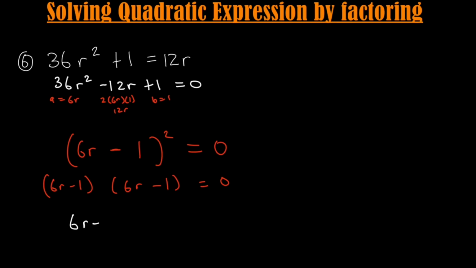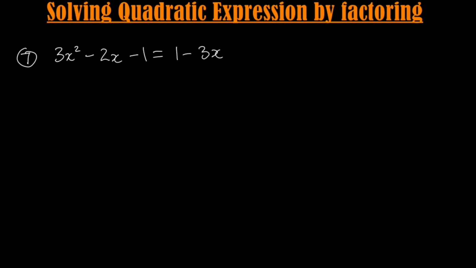So 6r minus 1 is equal to 0. We're going to get rid of that negative 1, so we add 1 on both sides. So we have 6r equal to positive 1. We want to get rid of the 6, so we divide both sides by 6. Therefore, r is equal to 1 over 6.